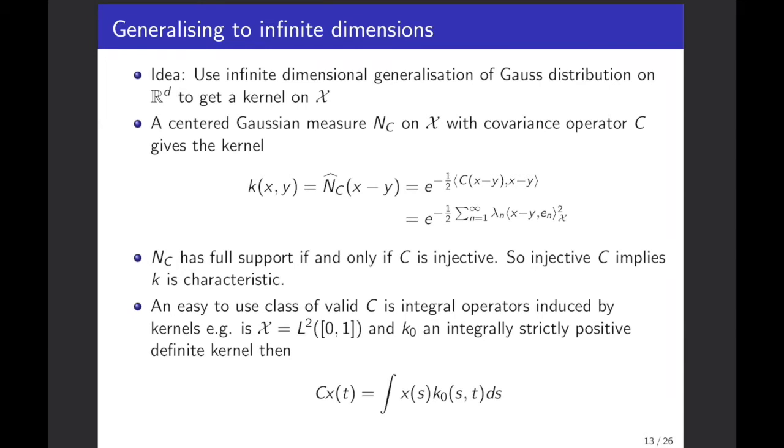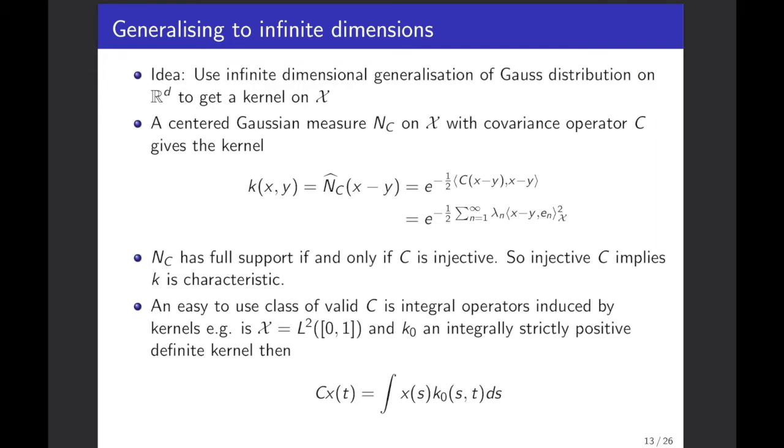So whereas on Rd a Gaussian distribution has a covariance matrix, on X, which is a real separable Hilbert space, we'll have a covariance operator. So it's an infinite dimensional version of a matrix. And the formula for the characteristic function of a Gaussian measure with covariance operator C is given here. So this looks like the Gauss kernel if C was the identity. But the identity is not a valid covariance operator for a Gaussian measure, but I'll talk about that later.